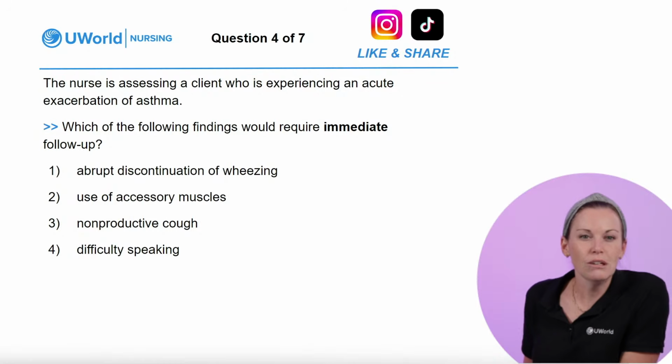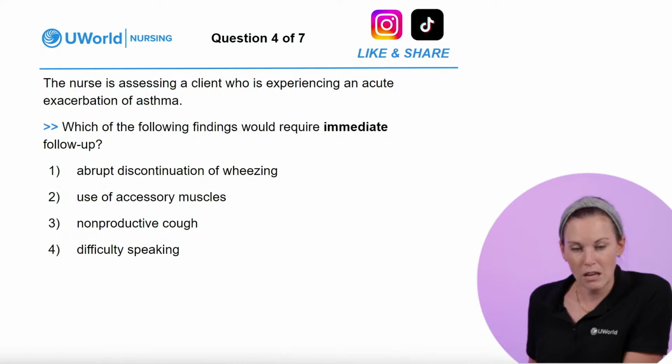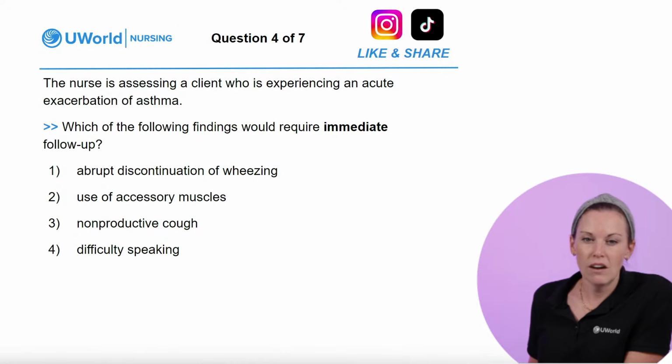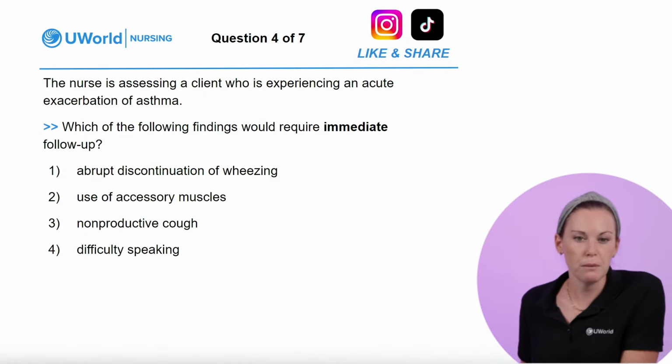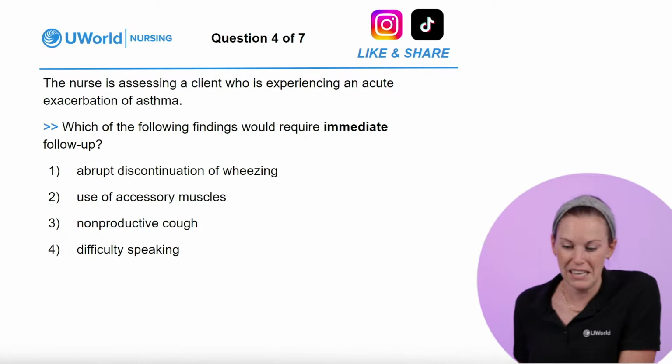All right, question 4. The nurse is assessing a client who's experiencing an acute exacerbation of asthma. Which of the following findings would require immediate follow-up? Option 1, abrupt discontinuation of wheezing. Option 2, use of accessory muscles. Option 3, non-productive cough. Option 4, difficulty speaking.